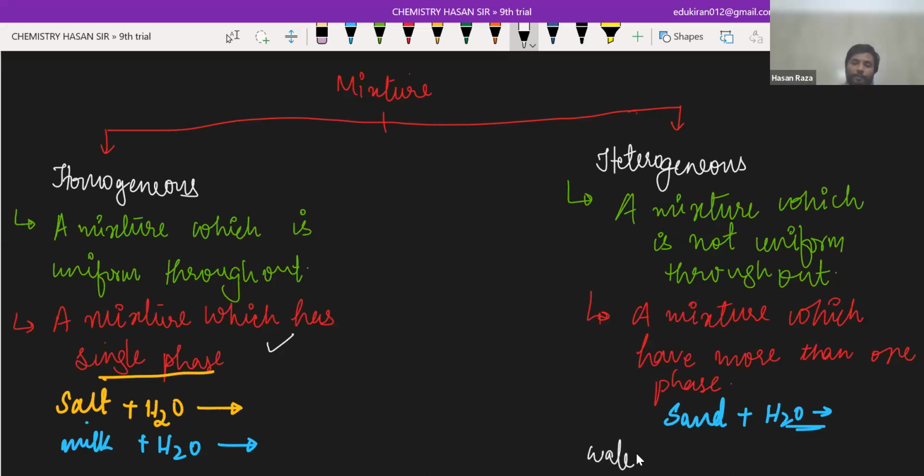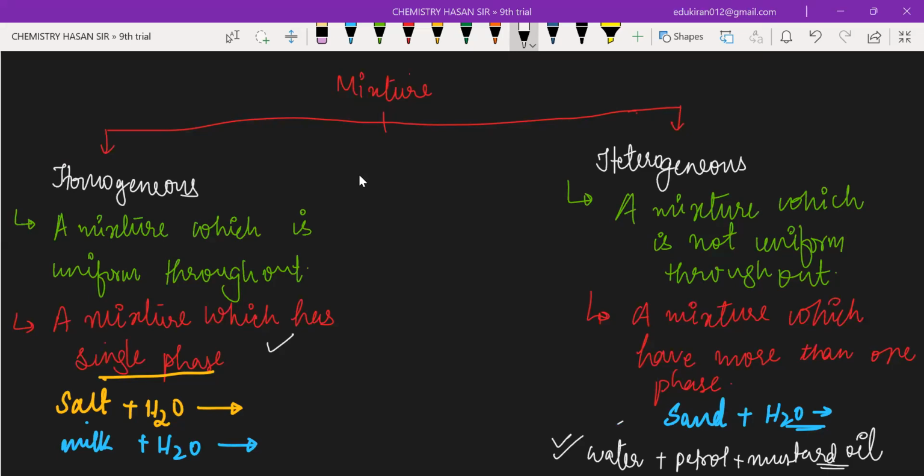Or you can mix petrol, diesel, mustard oil. Now you will have three different phases. Water, which has the highest density, will be at the bottom, then your petrol, then your mustard oil. Are you getting my point? So this will have more than one phase, that is heterogeneous, and the one which has a single phase is homogeneous. Single phase, homogeneous; more than one phase, heterogeneous. Okay. Very simple.